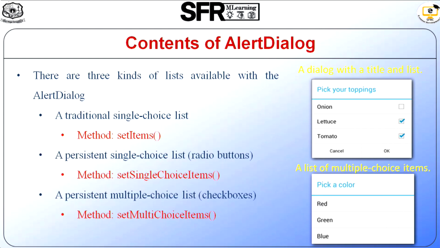Contents of alert dialog. The content area of the alert dialog allows you to add 3 kinds of list. They are the traditional single choice list, then persistent single choices and persistent multiple choice list. To create a single choice list, use the setItems method, which can take an array as an input. To add a list of multiple choice items like checkboxes or single choice items like radio buttons, use the setMultiChoiceItems or setSingleChoiceItems methods.